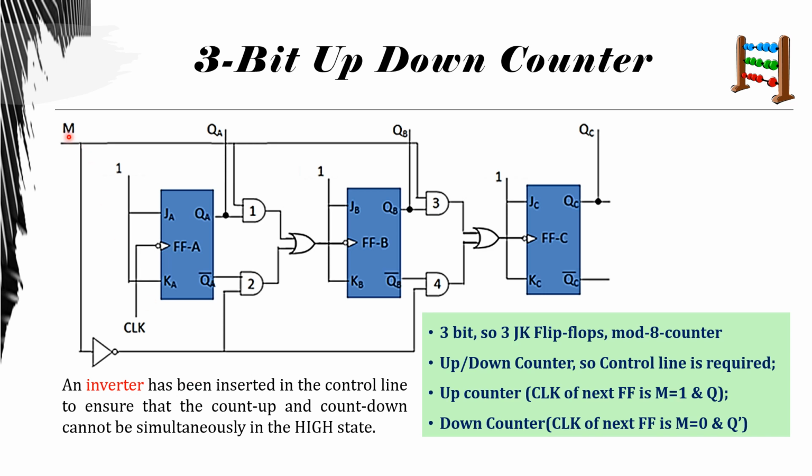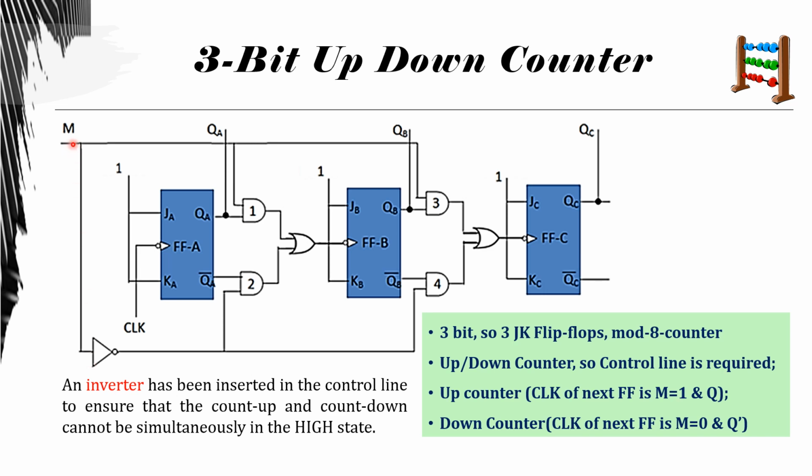If M is equal to 1, it indicates that we are going to perform an up operation, up counting operation. Similarly, if M is equal to 0, then it acts as a down counter. So based on the value of M, we can have either up counting or down counting. First, let us discuss the up counting.